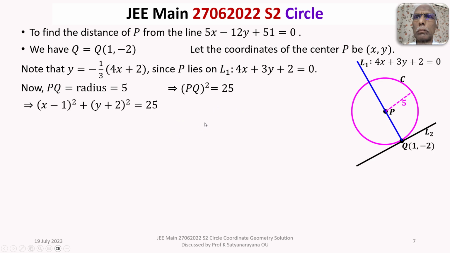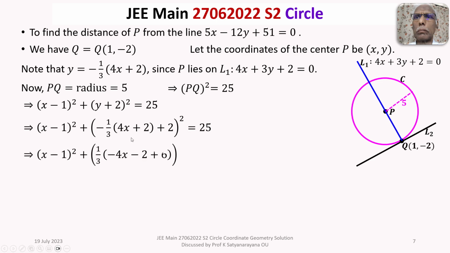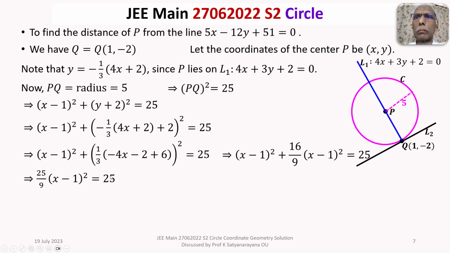Now expand this and simplify. If you simplify, we have x minus 1 whole square plus, for y we write minus 1 by 3 into 4x plus 2 whole square, is equal to 25. We simplify in the bracket, and we get x minus 1 whole square plus 16 by 9 into x minus 1 whole square is equal to 25. When you add, it will be 25 by 9 into x minus 1 whole square is equal to 25. Cancel 25 on both sides, you will get x minus 1 whole square is equal to 9.